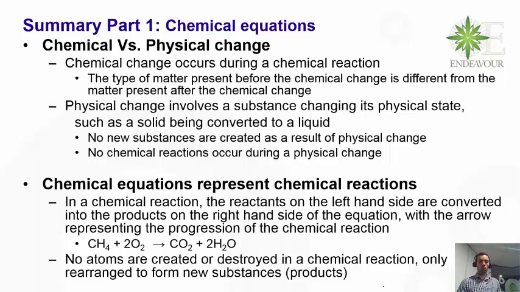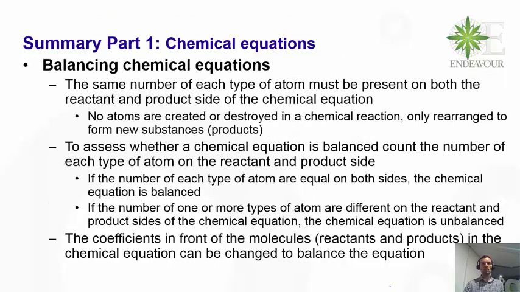We then saw that chemical equations are used to represent chemical reactions, where the components on the left of the equation are called the reactants, and they can be converted to the products on the right-hand side, as shown by an arrow in the direction that the reaction proceeds. And we also know that atoms cannot be created or destroyed in a chemical reaction. So that means that we have to have balanced chemical equations, where each atom type has the same number of atoms on the reactant and on the product side. And most recently, we've been looking at balancing chemical equations.